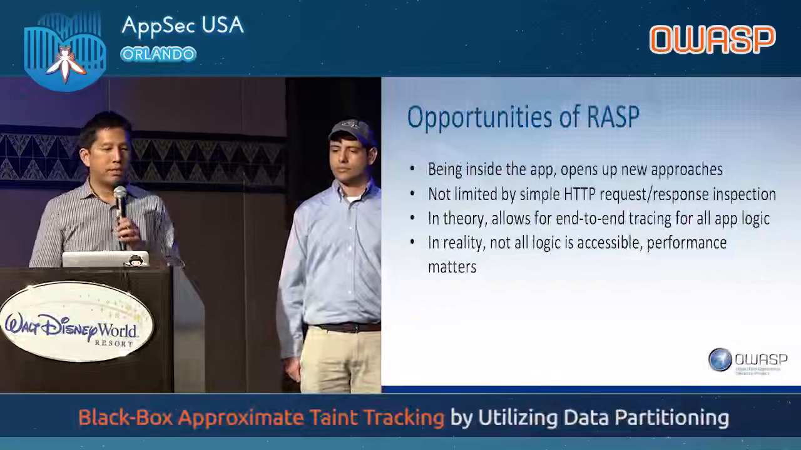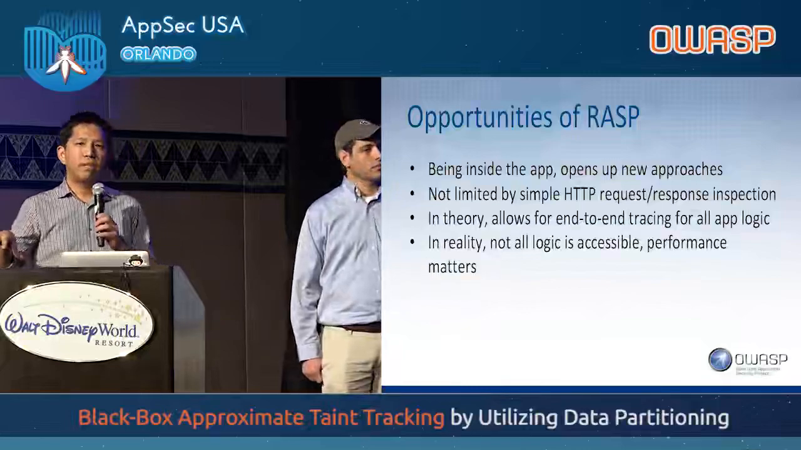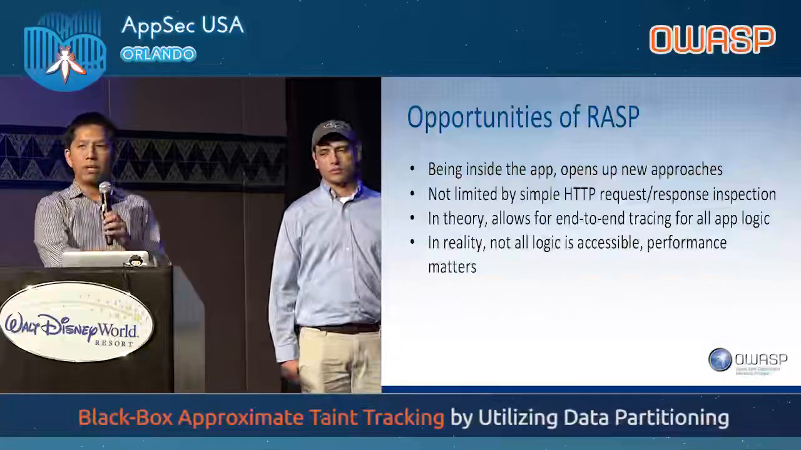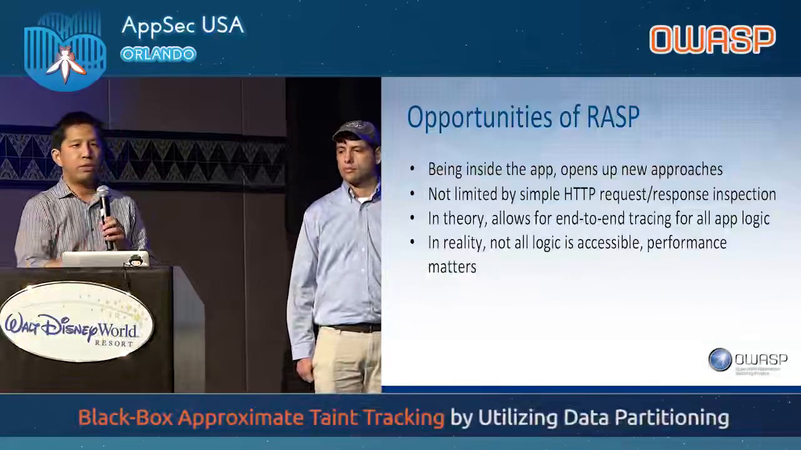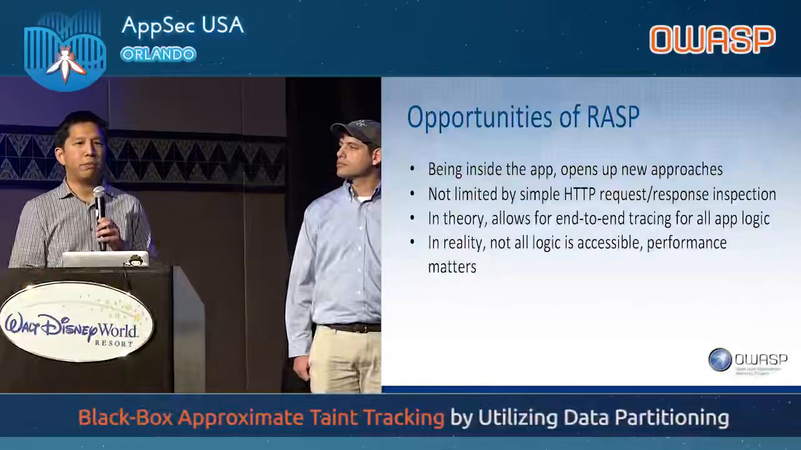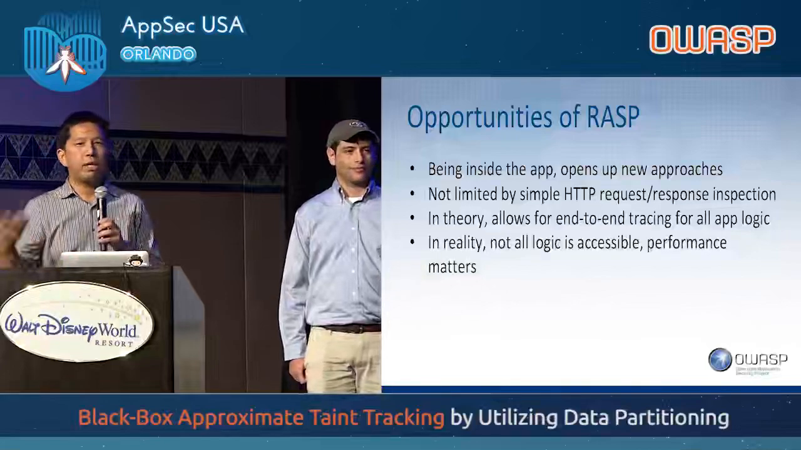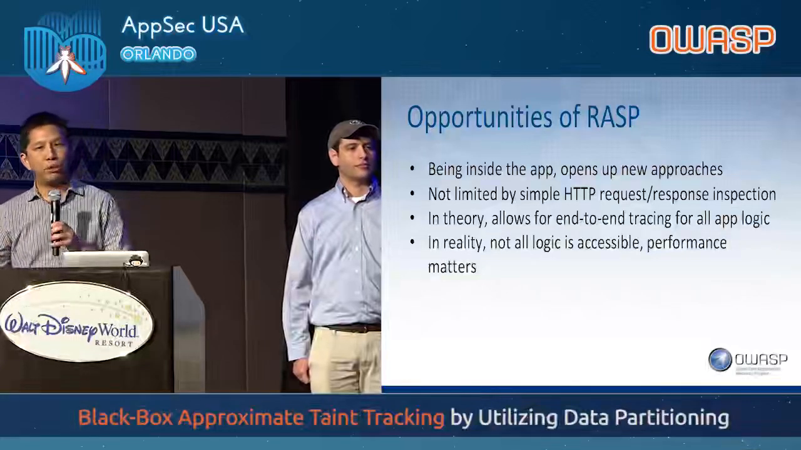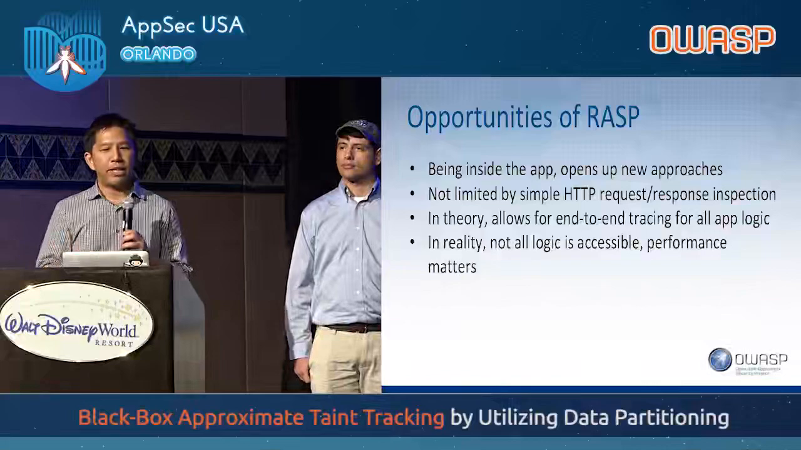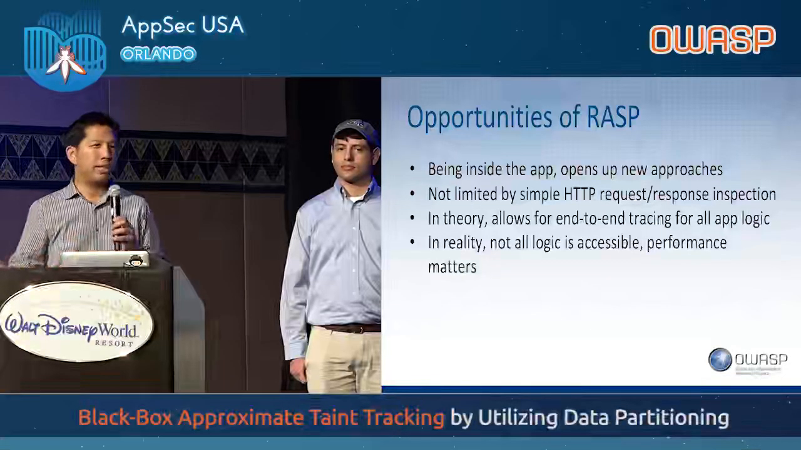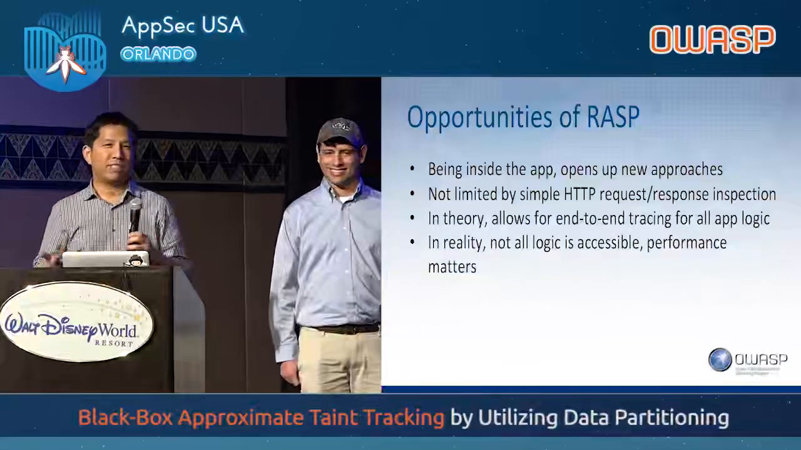So there are a lot of opportunities that RASP provides. Being inside the app differs from being on the network like a WAF. You're not limited just to what's going across the wire as far as the HTTP protocol. You have the same visibility into what's coming across the wire, but you also have what the application is doing code-wise and with the data. So in theory, you can do all sorts of things in a RASP because the sky's the limit. Just look at what's happening.